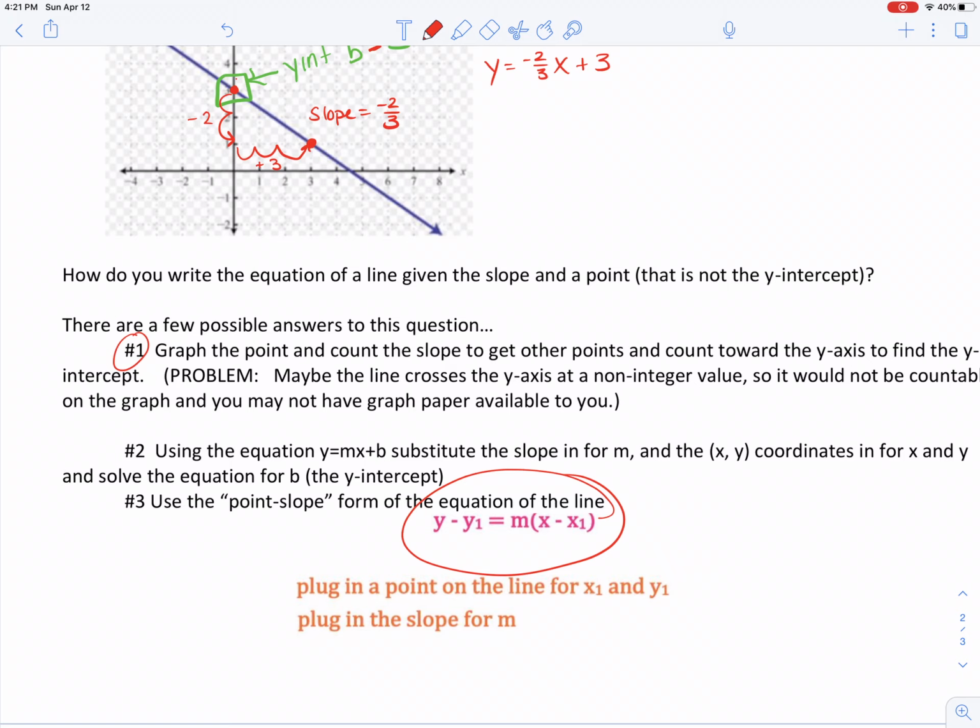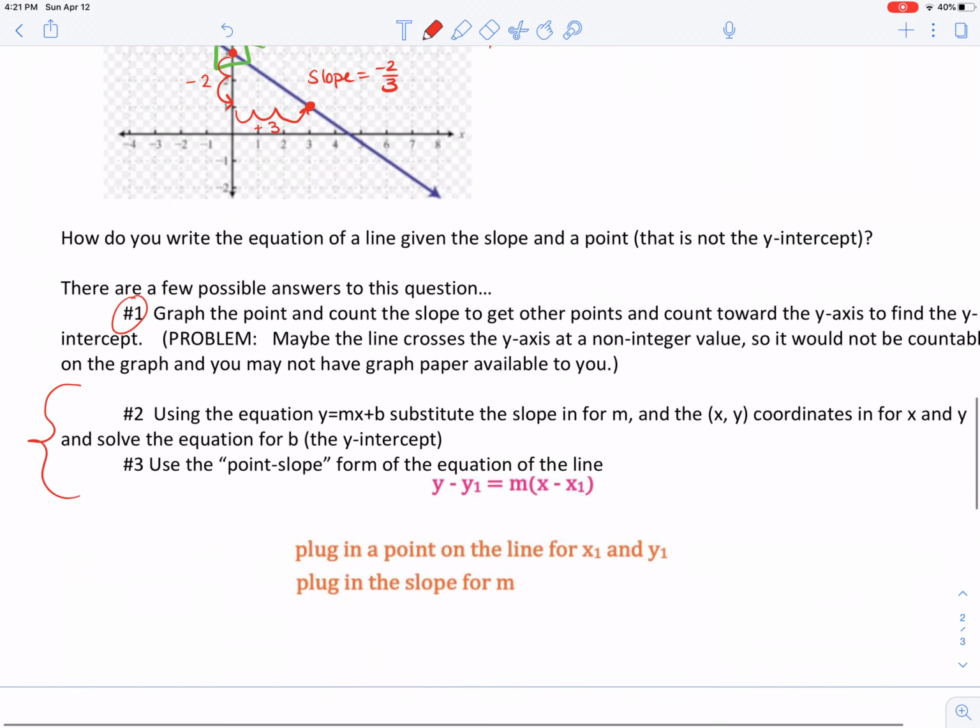You're going to see all this again in Algebra 2, so it is important that we remind you of what this is. So plug a point in for x1 and y1, and then you need the slope for m. If they want it in y equals mx plus b form, you could then get it into y equals mx plus b form. So because I don't have a graph, I'm going to be doing the next example using options 2 and 3.